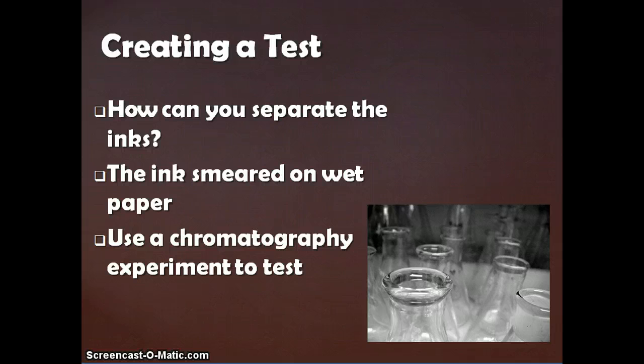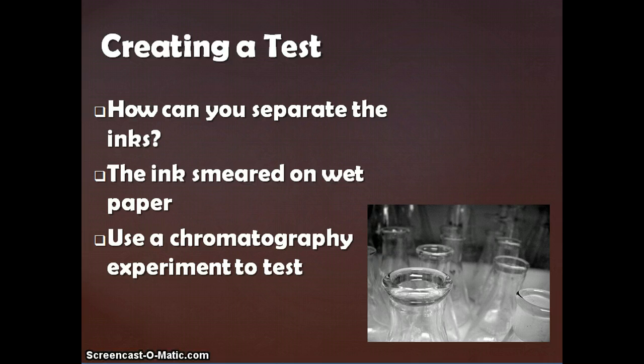Since we now have these two possible answers to the questions, it is time to find a way to test this out and see what the true answer is. We have to figure out a way to take the black ink and separate it into its different parts. This will allow us to see if there are multiple colors. We know that we observed the change when the ink got wet.